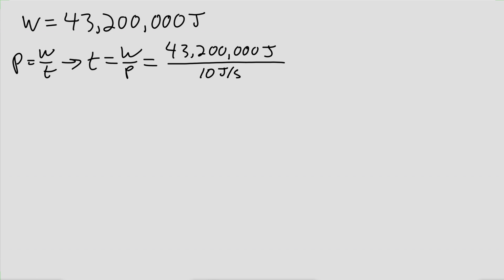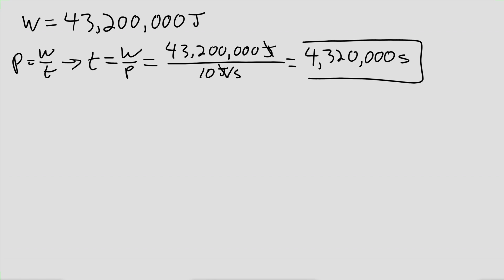But again, remember, a watt is really the same thing as a joule per second. So let's follow the units. I had joules on top divided by joules per second on the bottom. The per second on the bottom, when I do all this, is going to end up being seconds on the top. So 43.2 million divided by 10 is going to end up giving me 4,320,000 seconds. So that's part of my answer here for Part D.